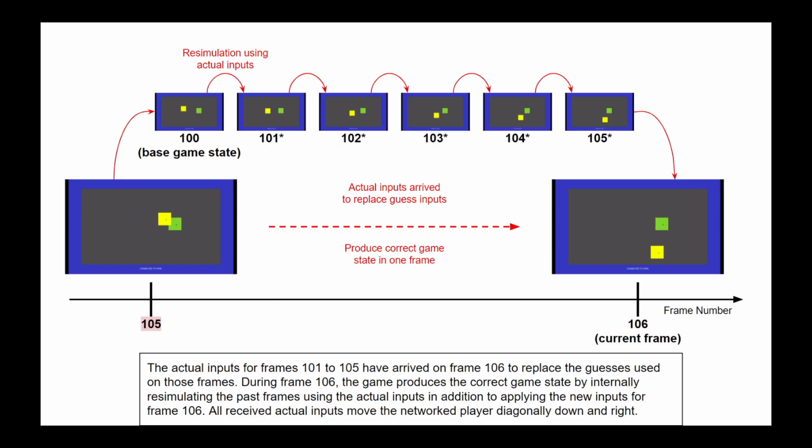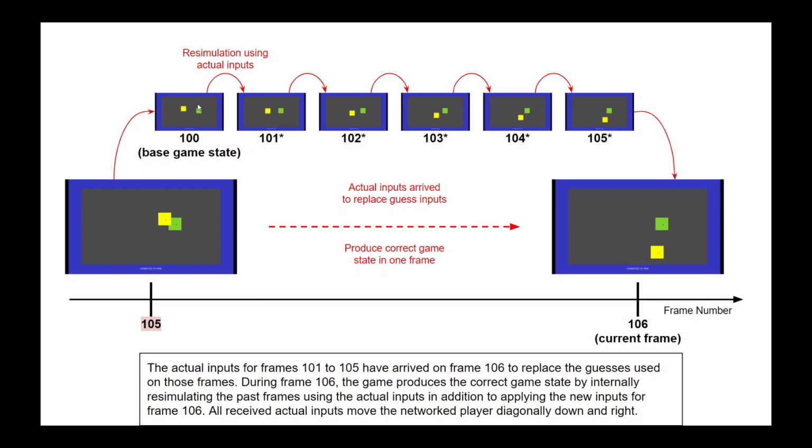When the actual input for a past frame arrives later, we use it to replace the temporary guess input of that past frame, and we resimulate the game state using the actual input to obtain a corrected game state. This corrected game state is as if the actual input arrived on time. In our example, all the missing actual inputs have now arrived before frame 106.